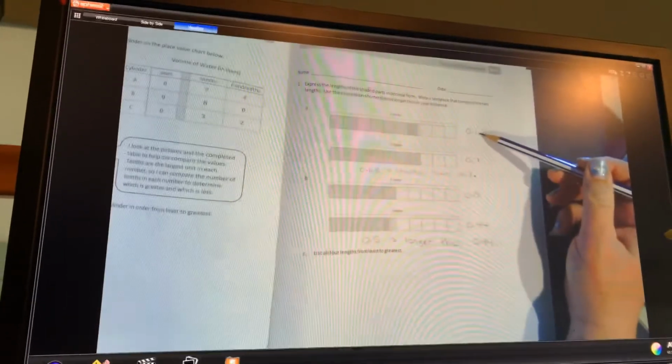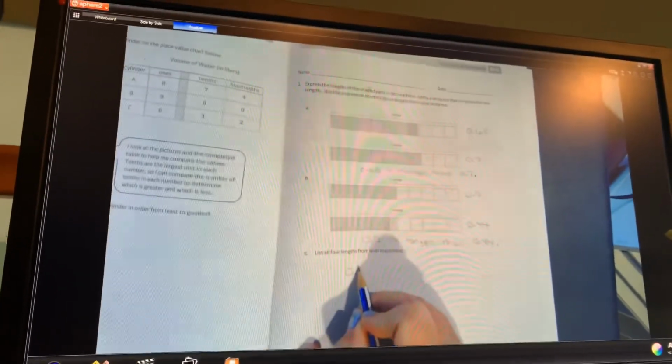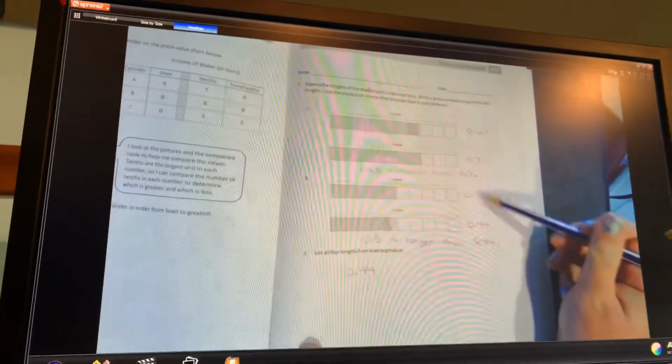Then it asks us to list all 4 lengths from least to greatest. Well, if I want the smallest, I'll look at my tenths place: 6, 7, 5, or 4. Well, 4 is going to be smaller. So I will start with my 44 hundredths. Next up will be my 5 tenths. Next will be the 68 hundredths, and finally the 7 tenths.